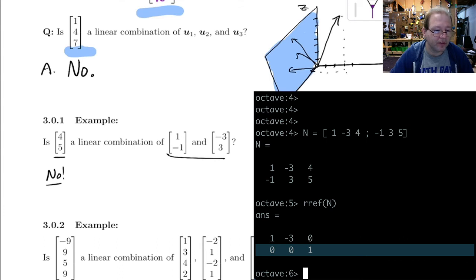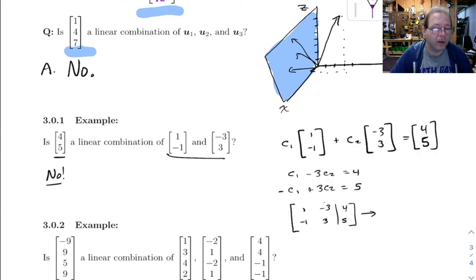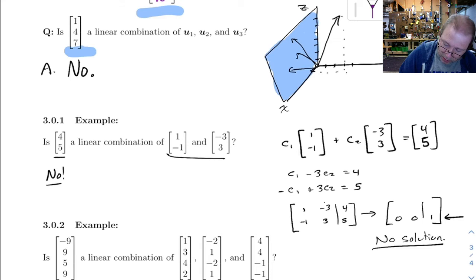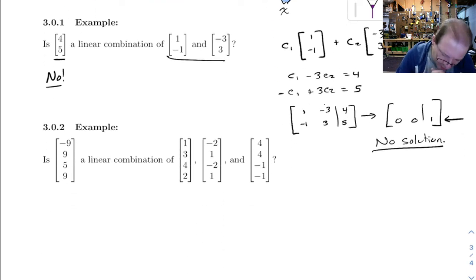So that tells us that, I'm not going to even copy the rest of the matrix because that's the important bit. That right there says there's no solution. And if there's no solution, that means there's no C1 and C2 that work for this. So therefore, it's not a linear combination. Let's look at this next example. Is this thing a linear combination of these?